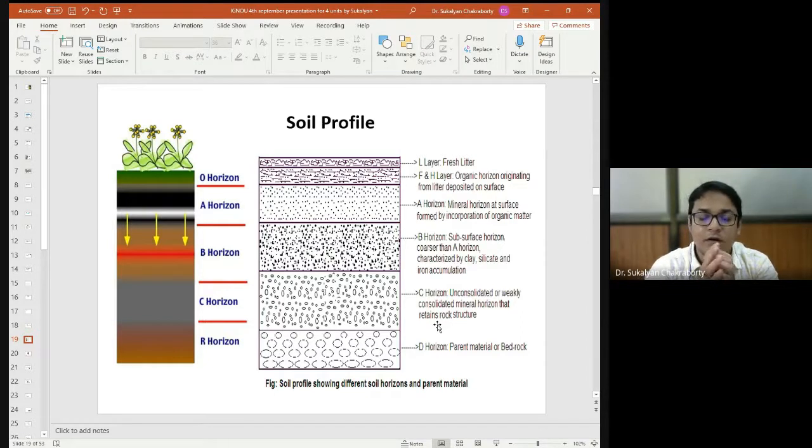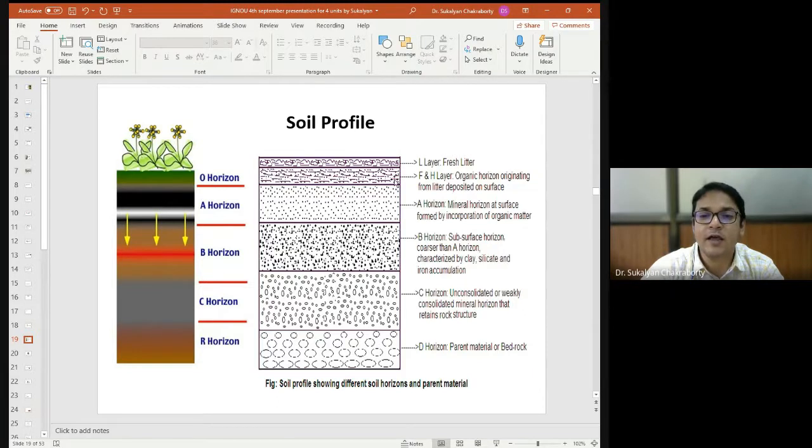And finally, this is the soil profile. If you start digging the soil from the surface and go depth-wise down, you find there are different layers of soil. The first layer is actually the fresh litter, that means the leaves and flowers and fruits which are falling on the surface. So it is a very rich organic matter layer, and this organic matter is decomposed by the organisms present there.